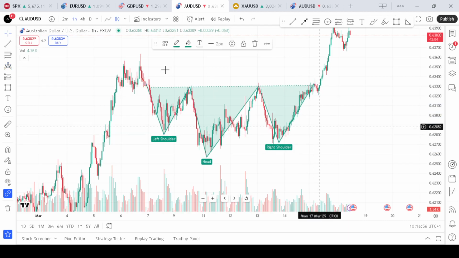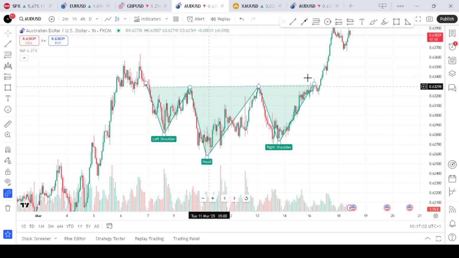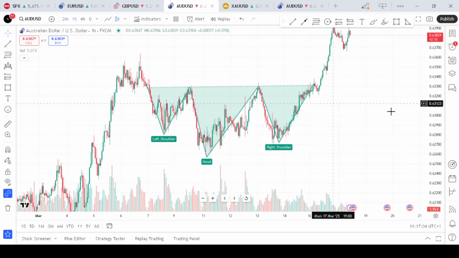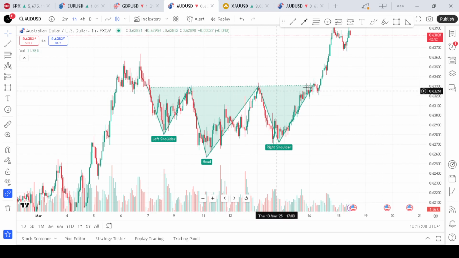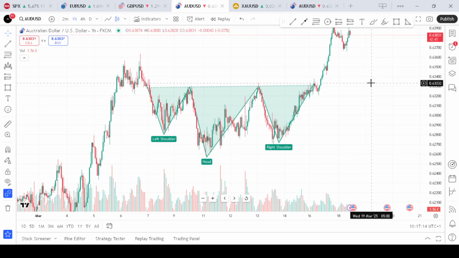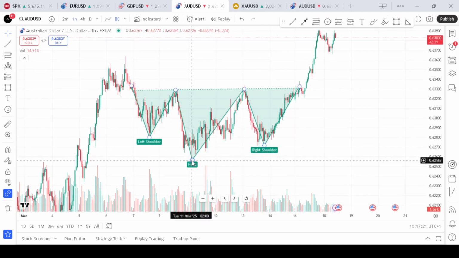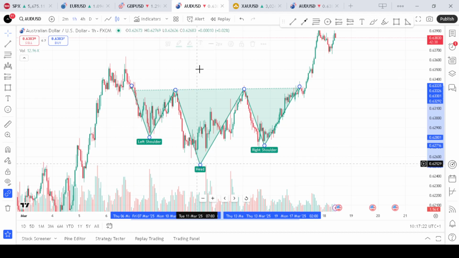So this is an inverse head and shoulders. If you see a slanted head and shoulders, slanted to the upside, this indicates that the buying pressure is stronger. As we can see, this is slanted to the upside. This indicates that there is stronger buying pressure. You have to always wait for confirmation before entering a trade. Remember, this inverse head and shoulders still follows the same principle as the head and shoulders.